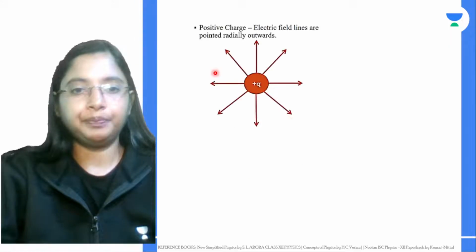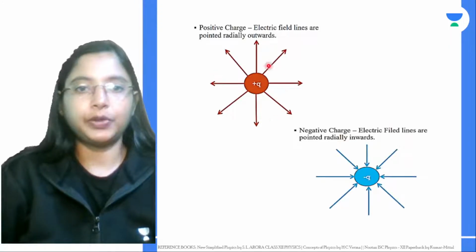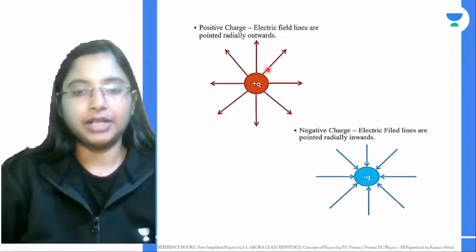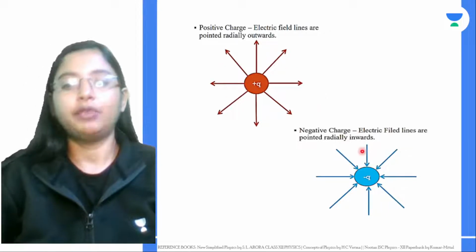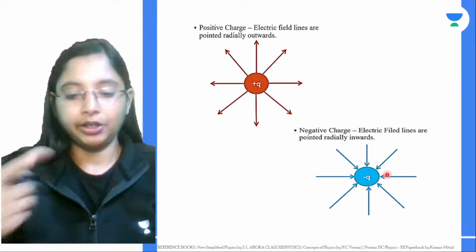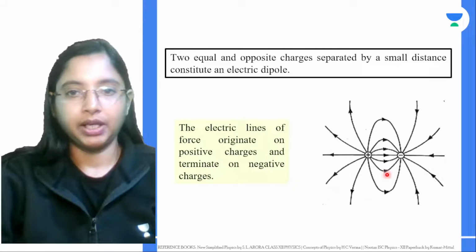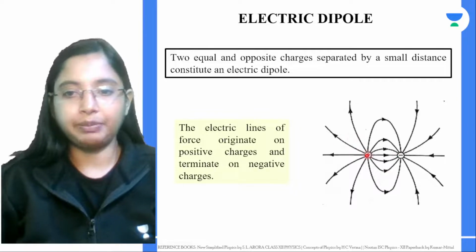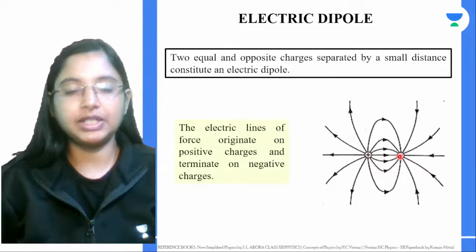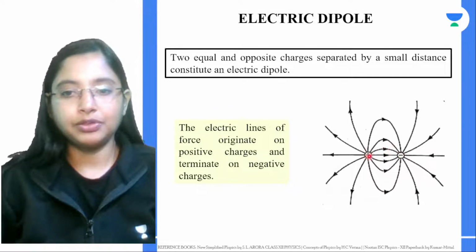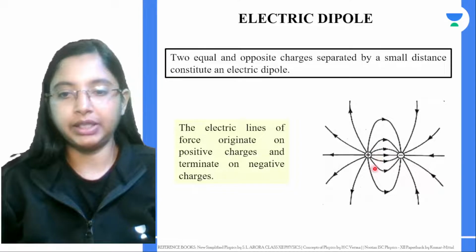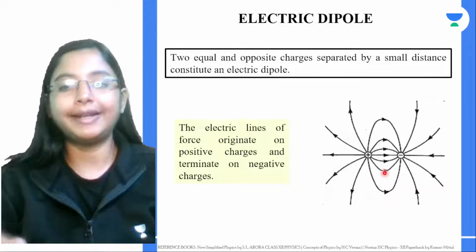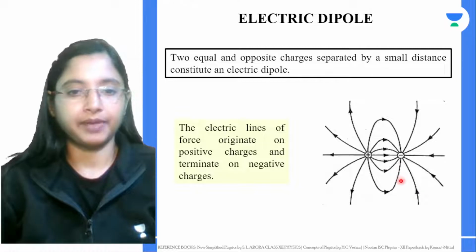Now, as I said, the electric field lines for a positive charge are pointed radially outwards. For a negative charge, they are pointed radially inwards. Now, what happens in case of a dipole? If you take two charges separated by a small distance, both with the same magnitude, so if this is plus 2 coulombs, this is going to be minus 2 coulombs, then the electric field lines tend to start at the positive and terminate at the negative. It is no longer radial or straight, it is bending.